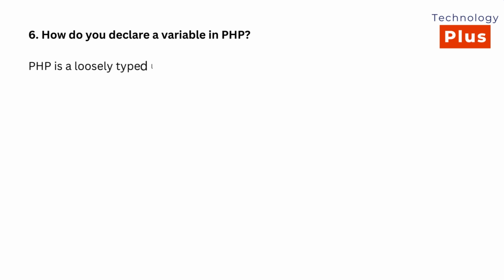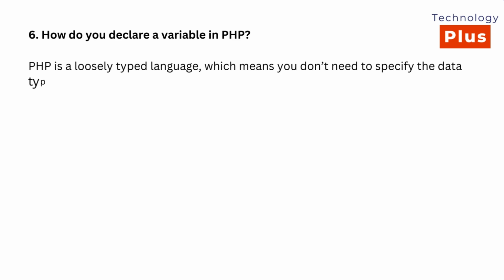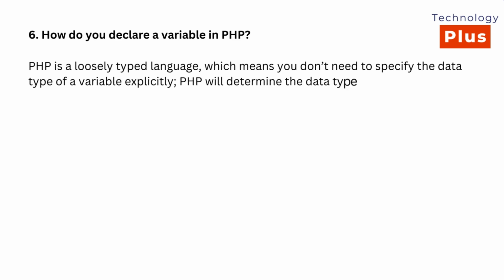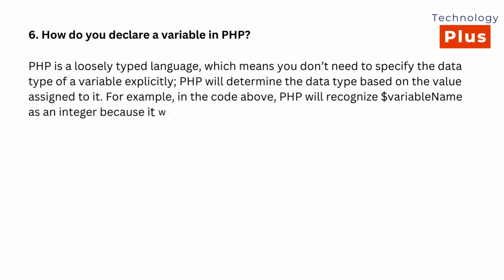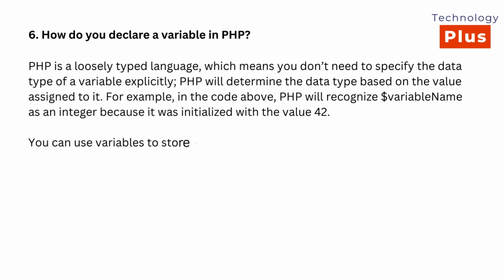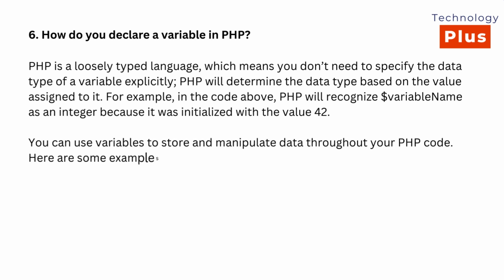PHP is a loosely typed language, which means you don't need to specify the data type of a variable explicitly. PHP will determine the data type based on the value assigned to it. For example, in the previous code, PHP will recognize $variable_name as an integer because it was initialized with the value 42. You can use variables to store and manipulate data throughout your PHP code. Here are some examples.